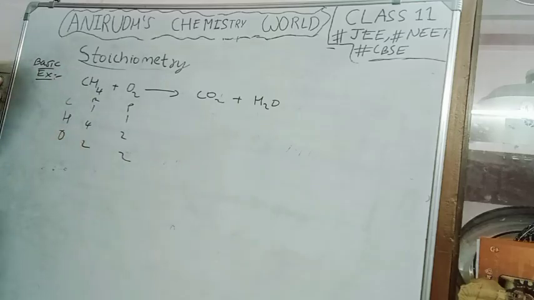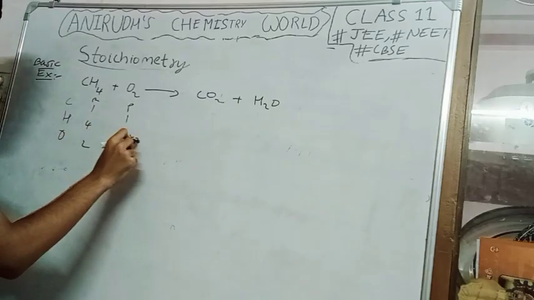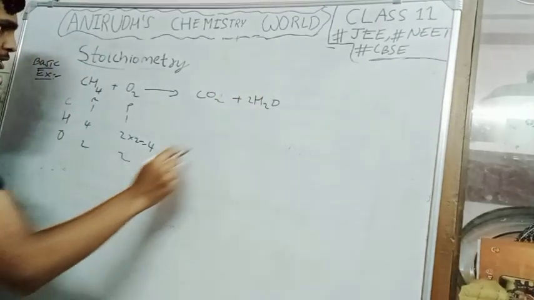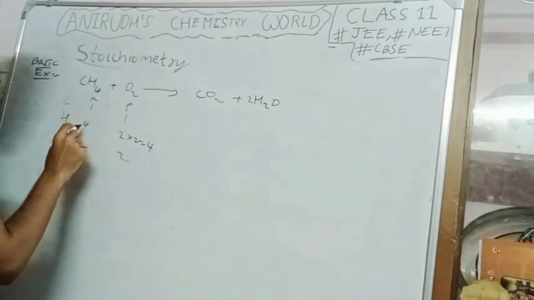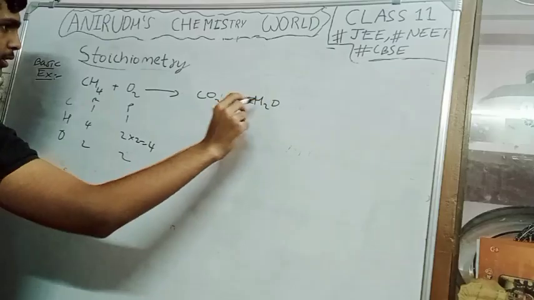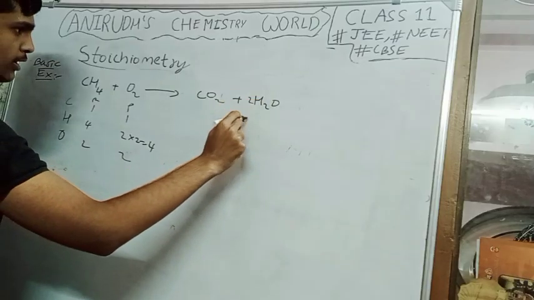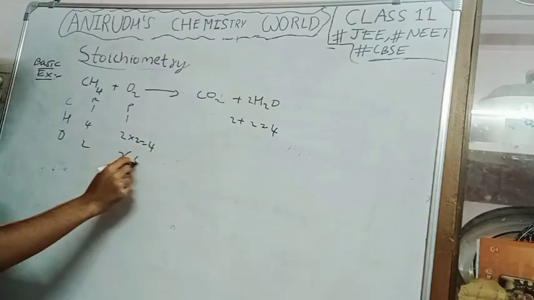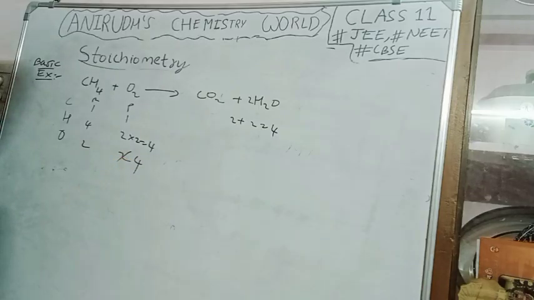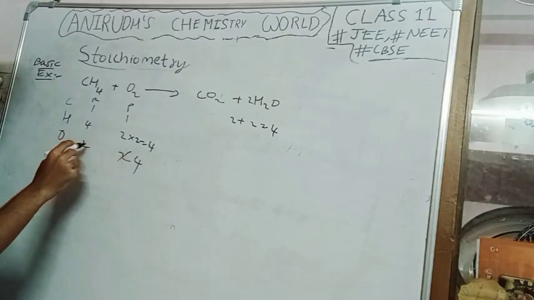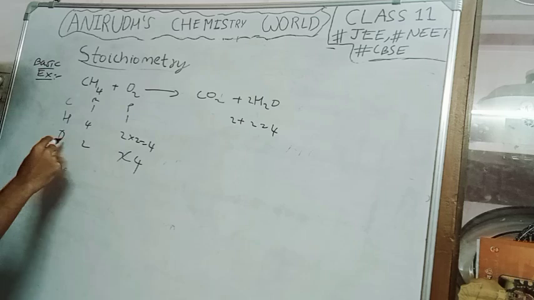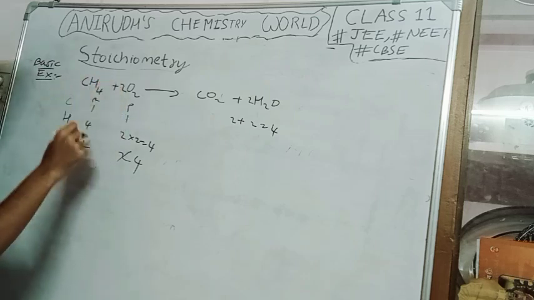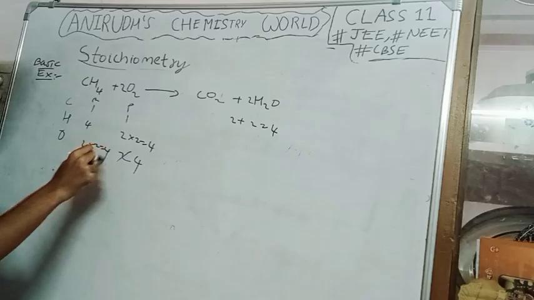We should balance hydrogens. We just multiply with 2. 2 2s are 4. So 2 we need to multiply. What it becomes? 2 2s are 4, and 2 1s are 2 plus 2, 4. Oxygen becomes 4 here. Okay, in the product side, oxygen becomes 4, and you need to make the oxygen in the reactant also 4. So you just multiply with this 2. So it becomes 2 2s are 4.